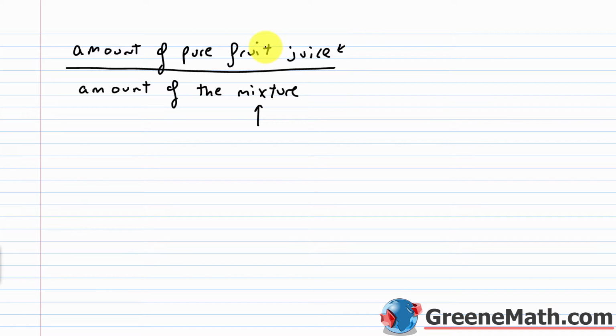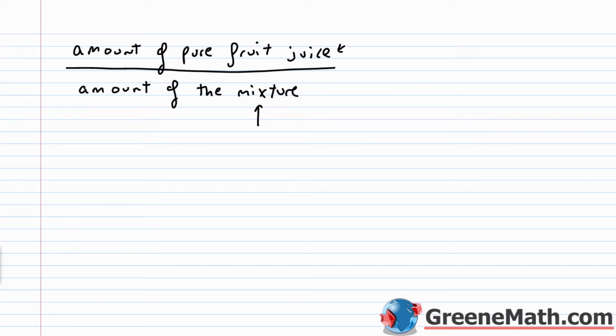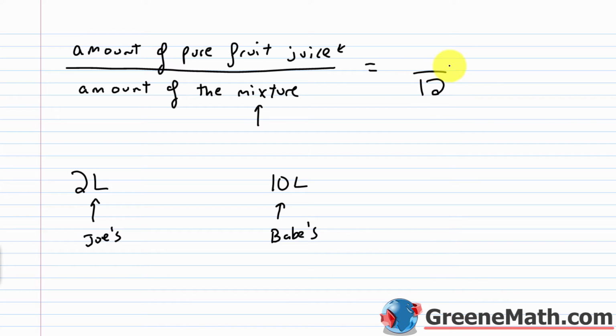So let's fill in the information here. How much pure fruit juice do we have? Well, we have 2 liters of Joe's fruit punch and 10 liters of Babe's. So we have 2 liters. This is Joe's. And we have 10 liters of Babe's. Now I can already figure out the total amount of the mixture because 2 liters plus 10 liters is 12 liters. So I'm just going to write 12.